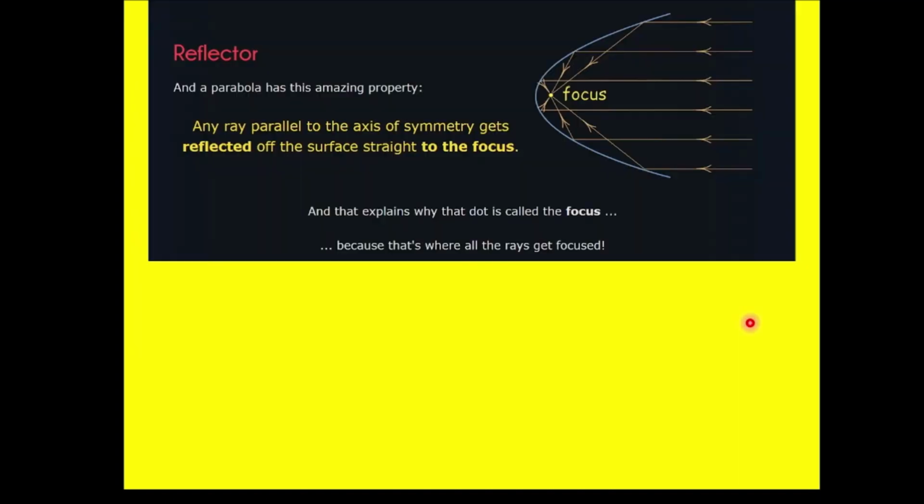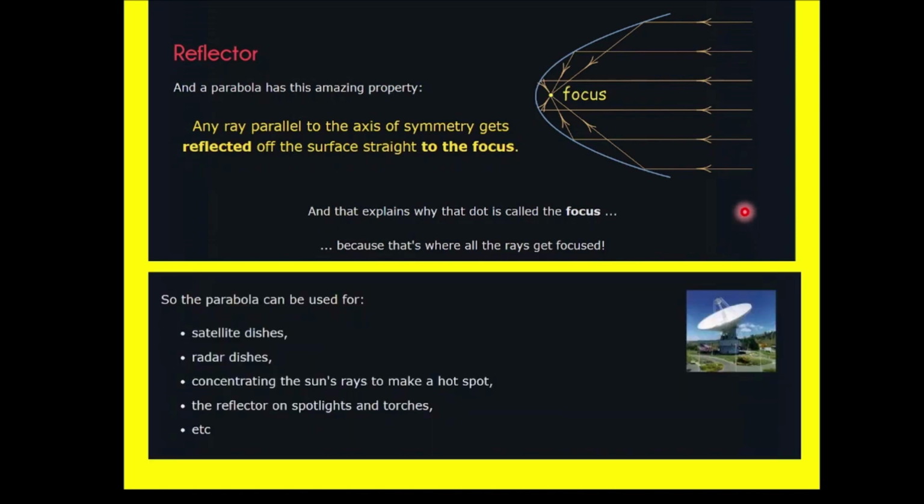Then we will see some applications of parabola. You might be thinking why you are studying parabola. A parabola has an amazing property. What is the property? Any ray parallel to the axis of symmetry gets reflected off the surface straight to the focus. That means if we draw a line parallel to the axis, it will go to the focus only. And that explains why that dot is called the focus, because that's where all the rays get focused.